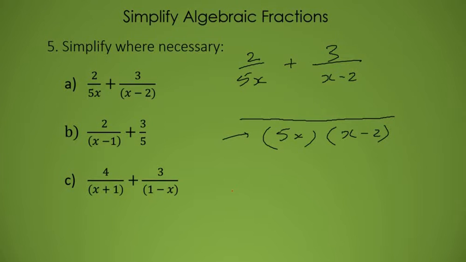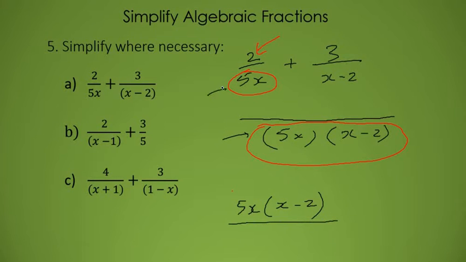Now, as usual, whenever we add or subtract fractions, we take the LCM and divide by the denominator, and the answer we get, we multiply by the numerator. So what happens when we do that? 5x times x minus 2, which is the LCM, divided by the denominator of 5x. The 5x goes into itself once, and we're left with x minus 2. It's this x minus 2 that we multiply by the numerator of 2.